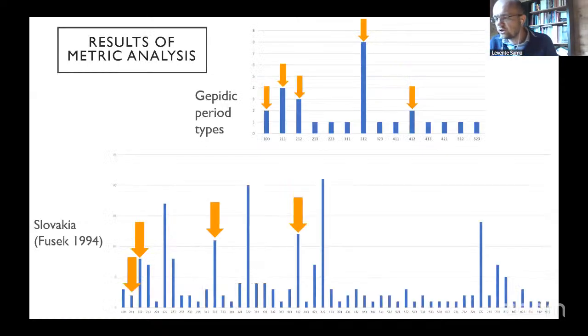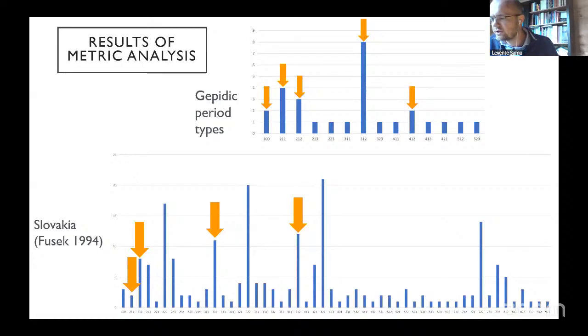The comparison shows that the vessel types most common in the Gepidic period assemblage, especially 211, 212, 321, and 412, also occur with relatively high frequency in the early Slavic period material. This suggests that similar morphological preferences characterized both assemblages, particularly the dominance of vertical to moderately everted rim forms.